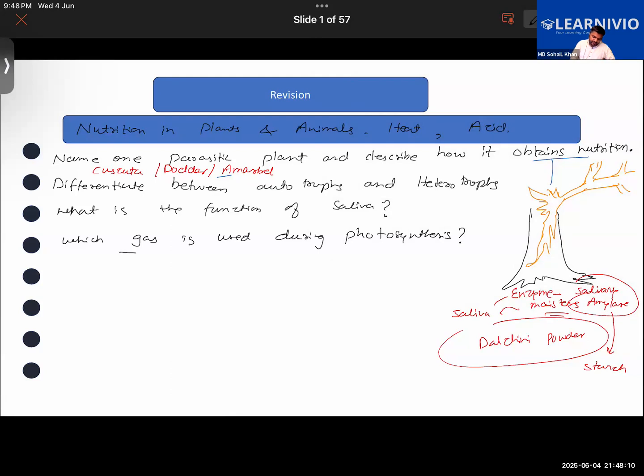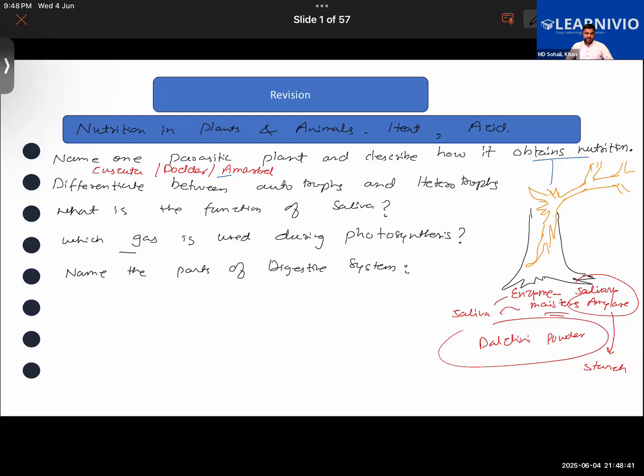Which gas is used during photosynthesis? Sir, for the fourth question, can I tell? Yeah, sure. Sir, oxygen. No, carbon dioxide. Very good. And which one is given out? Oxygen. Good.